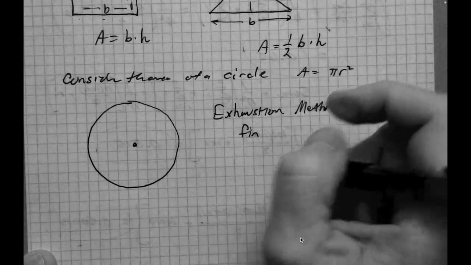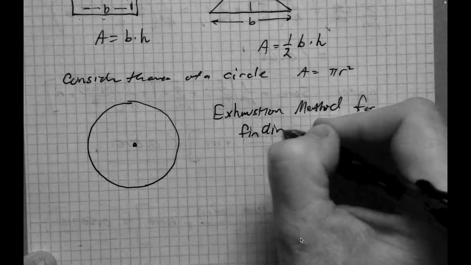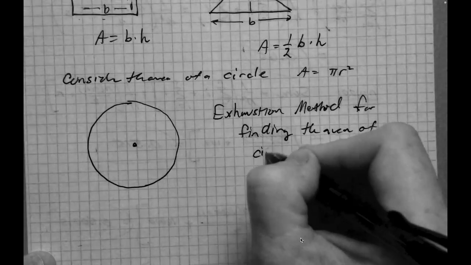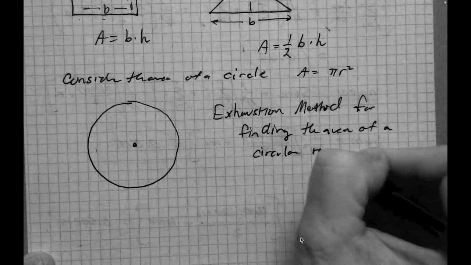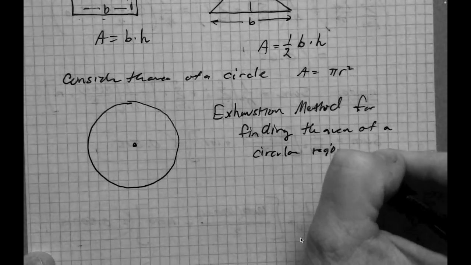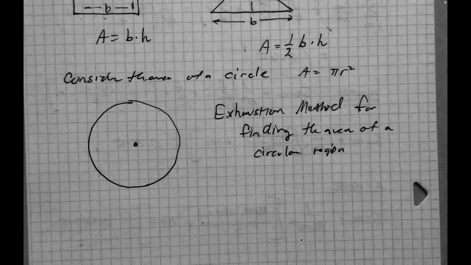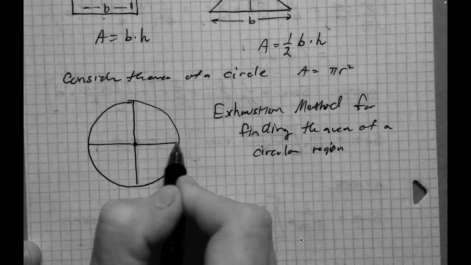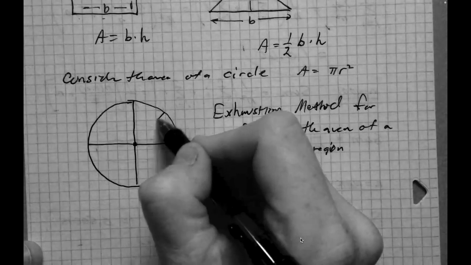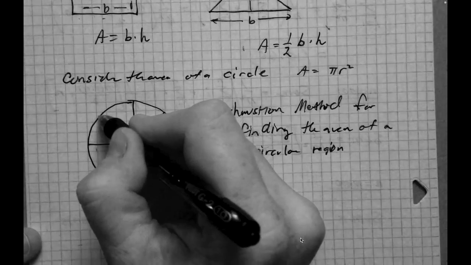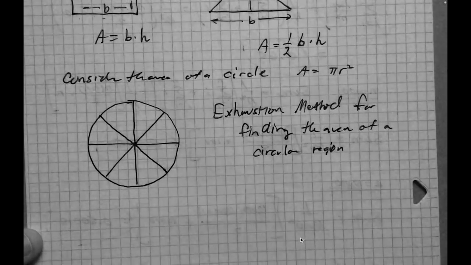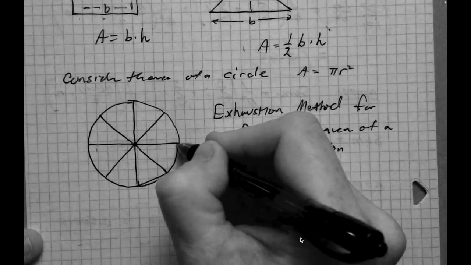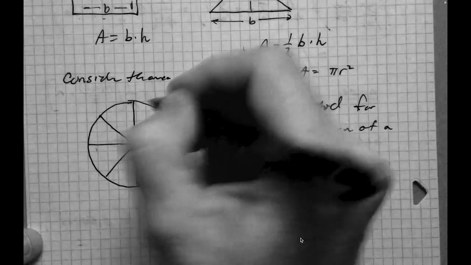The exhaustion method for finding the area of a circular region. Okay, so what we would do is we'd say, okay, let's break the circle up by drawing diameters at different angles to one another. And you can think of these as each being a triangle, like so.